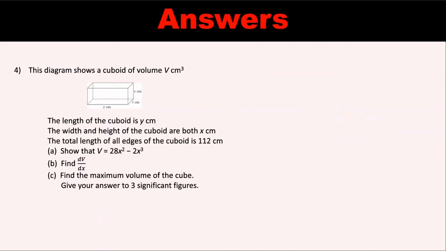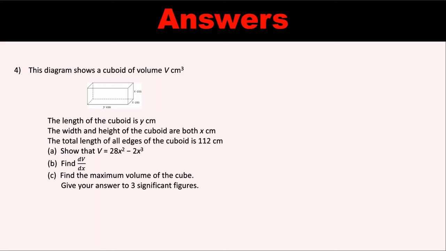For our last question now, hopefully you managed to show that v is equal to 28x squared minus 2x cubed. But even if you can't, you've got the formula there for v so you can differentiate and still find the maximum value of the cube. But let me talk you through A first.